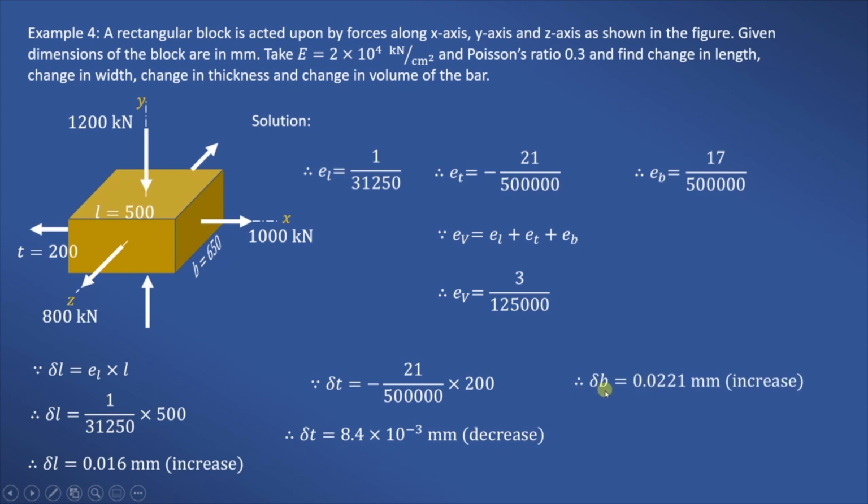Strain in width and strain in volume. So just simple, strain into original dimension. So strain in width into original width, and you will get this answer. And strain in volume into original volume, and you will get this answer. Check here, volumetric strain is positive. So change in volume is an increase in volume.